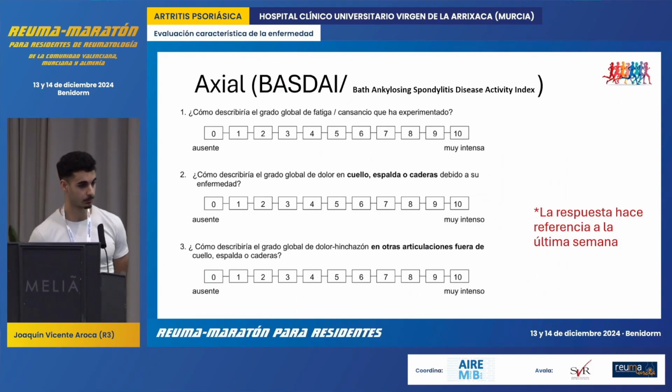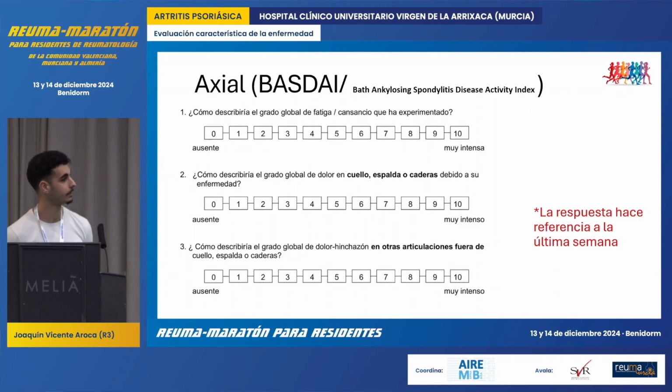At the axial level, we're going to talk about 2 indices that have been extrapolated from ankylosing spondylitis. The first is the BASDAI, in which we ask 6 questions rated from 0 to 10, where 0 indicates low activity and 10 indicates very intense activity over the past week. We can see that the questions include, for example, the first one, which refers to the overall level of fatigue or tiredness. Then it addresses axial involvement, as it asks about the overall level of pain in the neck, back, or hips. And also extra axial involvement, because the next question, the third one, refers to other joints outside of the neck, back, or hips.